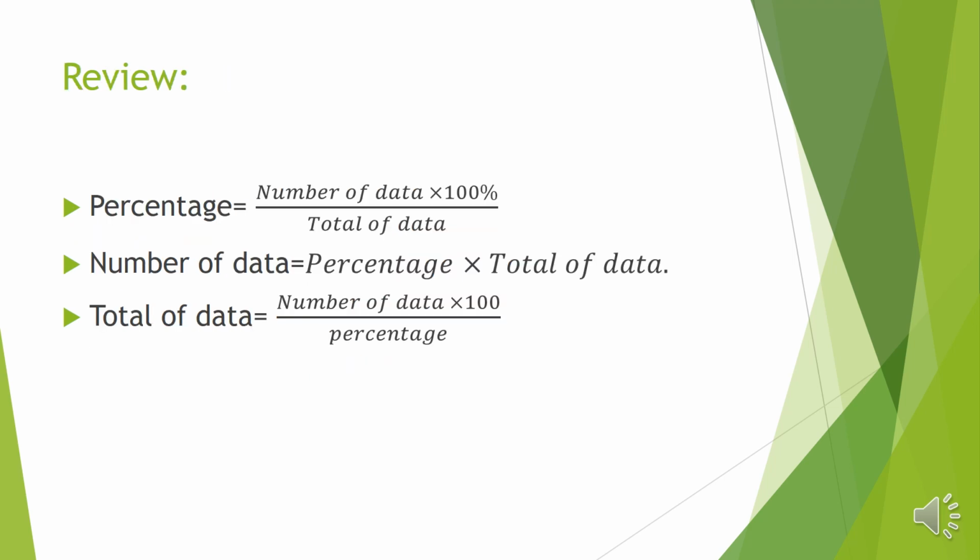Before we start our lesson, we need to review. Percentage equals number of data multiplied by 100% divided by total of the data. Number of data equals the percentage multiplied by total of data, and total of data equals the number of data multiplied by 100 divided by percentage. Now you know all the formulas that I reviewed for all of you.